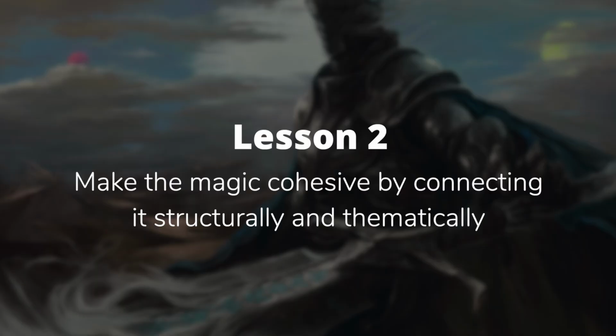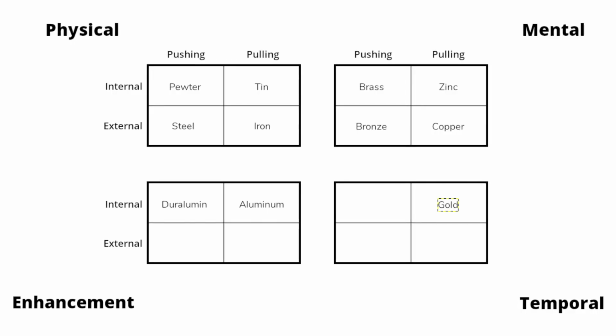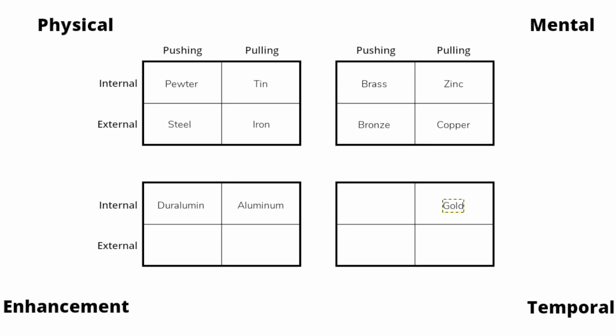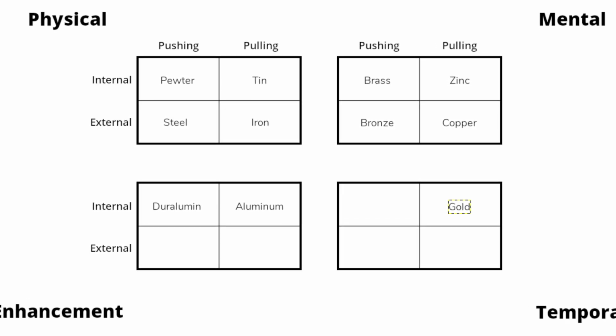So another thing Brandon Sanderson tries to do with his magic is to make sure that it's connected together structurally and feels cohesive. If we look at the magic system of Mistborn, the magic is well organized structurally in the first place, with the magical abilities being sorted into 4 different categories, and then within those being sorted into external abilities and internal abilities, and pushing abilities and pulling abilities. And all of this structure makes it easier to understand. And through these things, Brandon Sanderson is creating a cohesiveness to the magic.